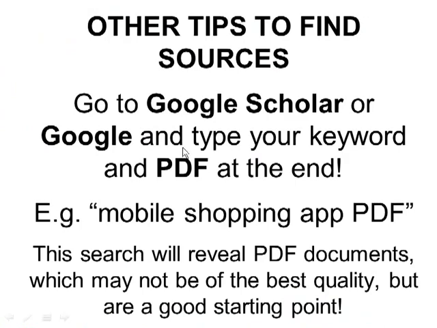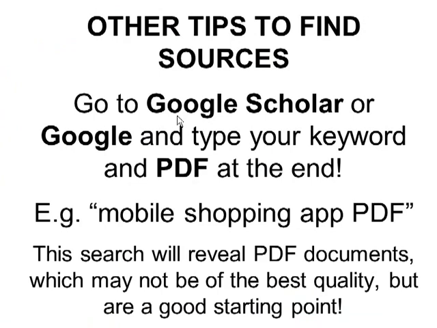So other tips to find sources. Go to Google Scholar or Google and type in a keyword and PDF at the end. So you could say mobile shopping apps, PDF. Then on Google Scholar and Google, all the ones that you have access to, it will give you the PDF file. So that's the tip. Type your keywords, then PDF.